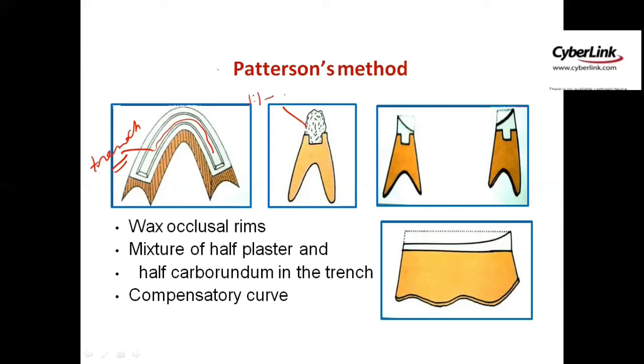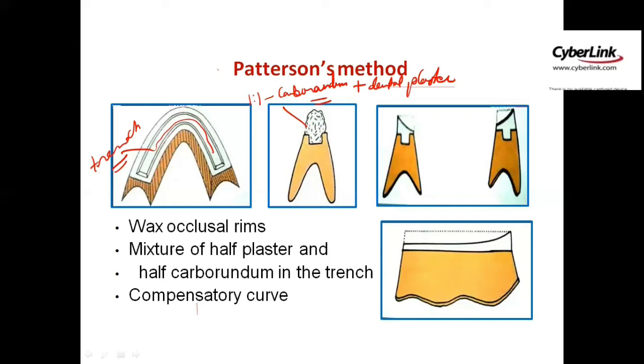A 1:1 mixture of carborundum plus dental plaster is mixed and loaded into the trench. Then the occlusal rims are inserted.